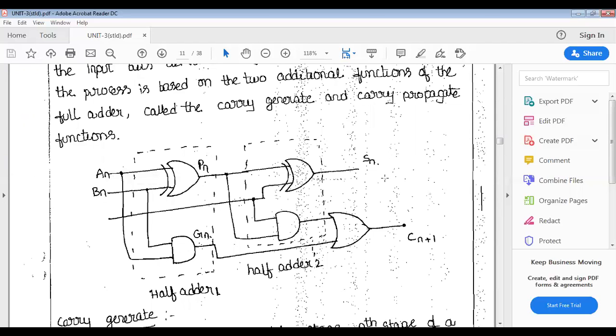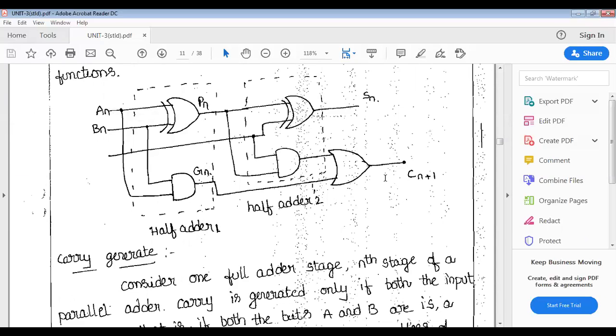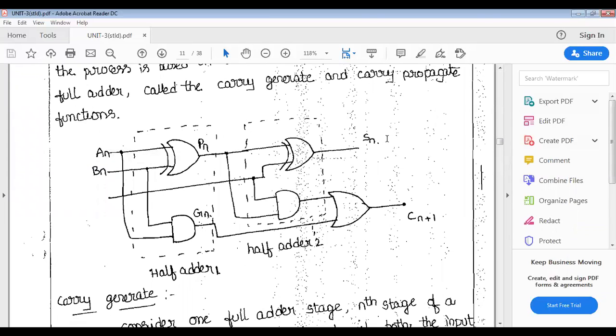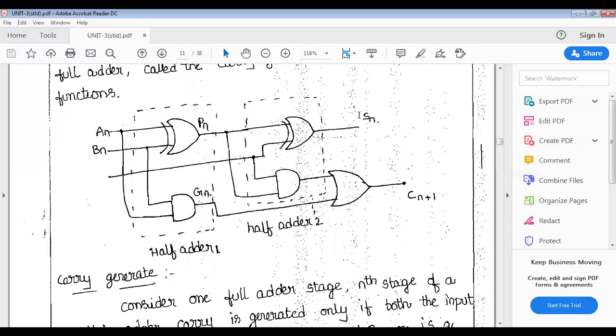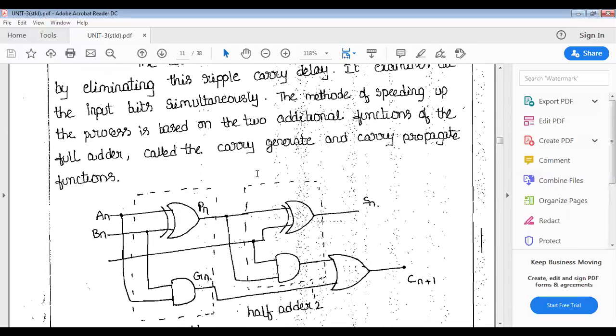AND gate output is a GN. The GN we can call as a carry generate, and the PN is a carry propagate. That gives to the second half adder, half adder 2, one of the inputs of the exclusive OR gate, and one OR gate is also required to design the full adder by using the half adder. We can see the additional functions we have, that is carry generate and carry propagate.